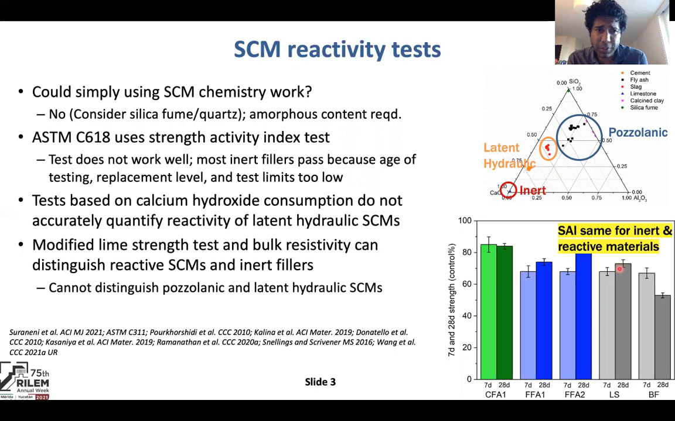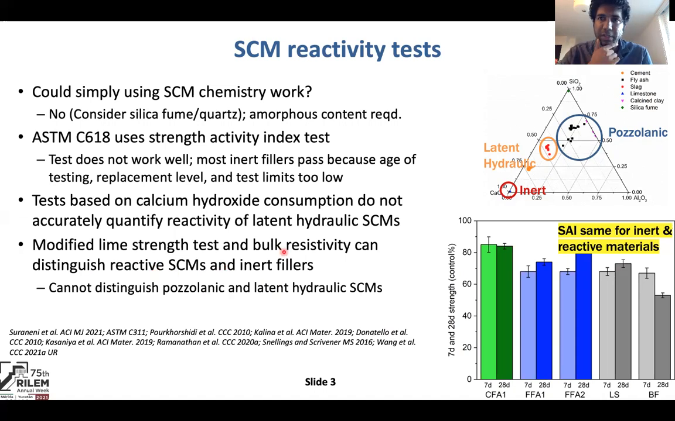Tests based on calcium hydroxide consumption are a lot more promising. They're just not accurate for latent hydraulic SCMs. But if it's only pozzolanic materials that you're interested in, these are fantastic. The modified lime strength test, which has been developed by Mike Thomas and others, is really a fantastic test. The bulk resistivity is also a very nice test. These cannot distinguish pozzolanic and latent hydraulic SCMs, but they can very effectively distinguish the reactive SCMs and the inert fillers.